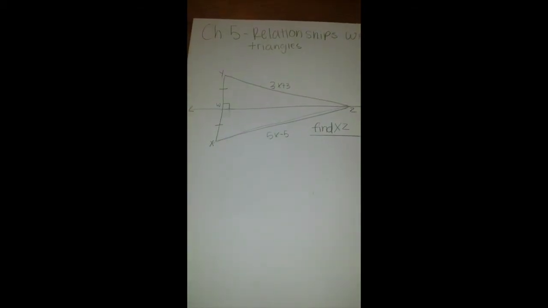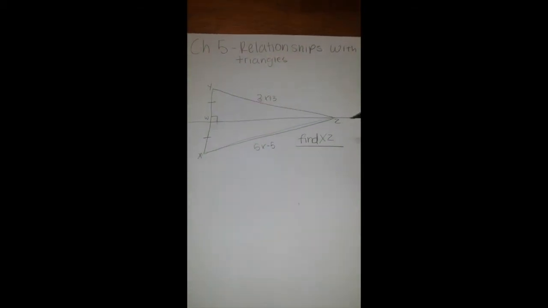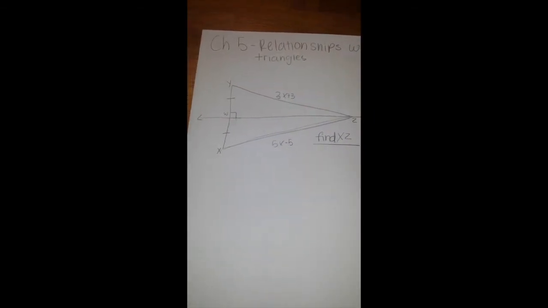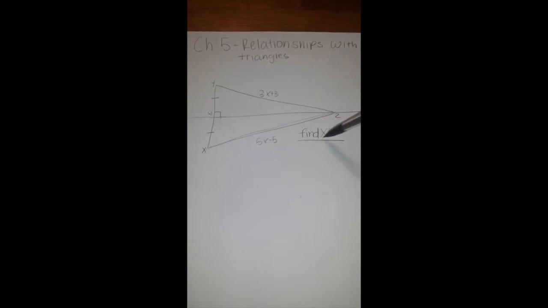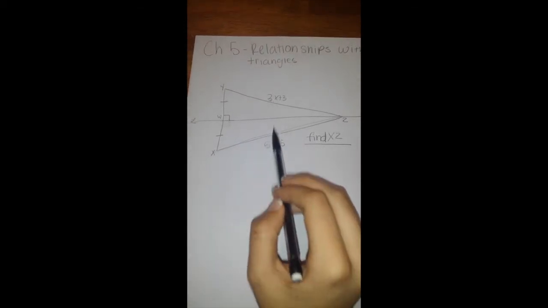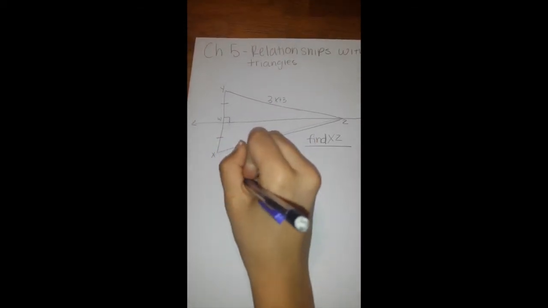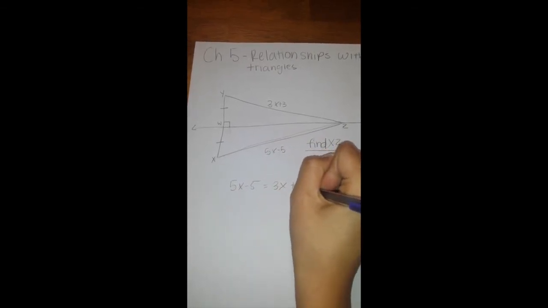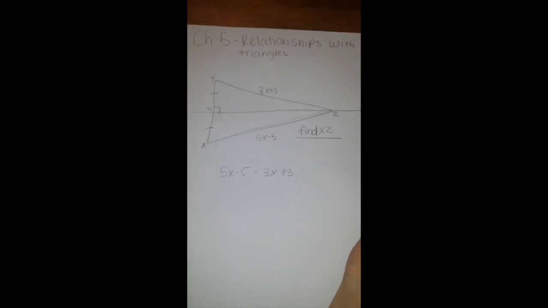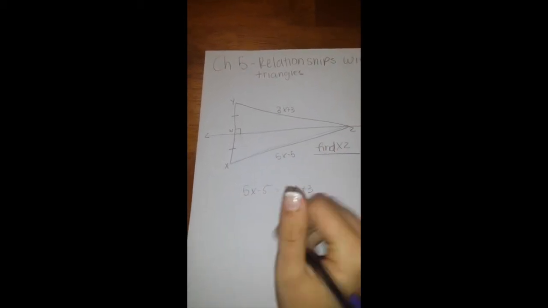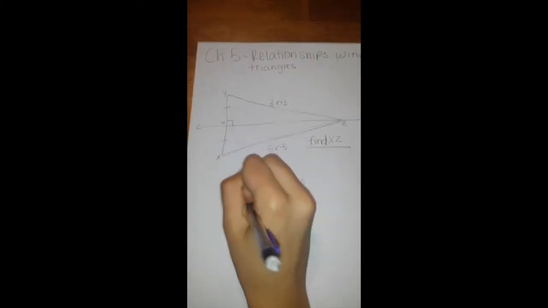Alright, so we have chapter 5, relationships with triangles. So we have a triangle right here, and we have a perpendicular bisector going through it. And we're going to try to find XZ, which is this little line right here. So we're going to set these two sides right here equal to each other because they're congruent. And so now we're just going to combine like terms and solve for x right here.